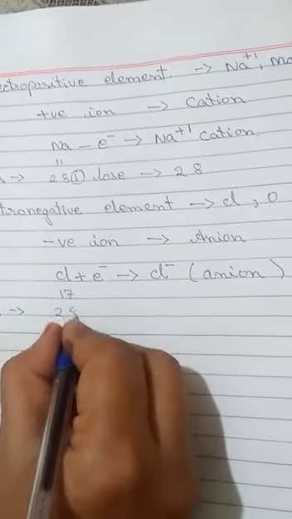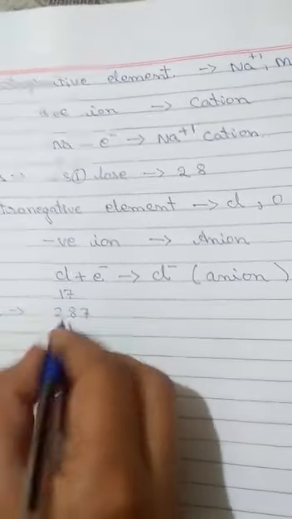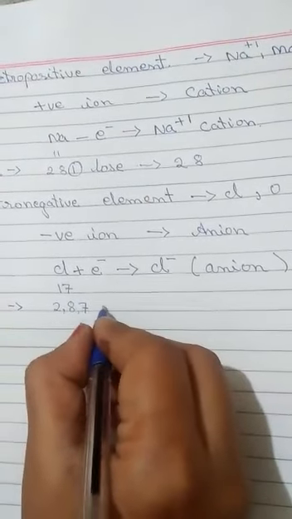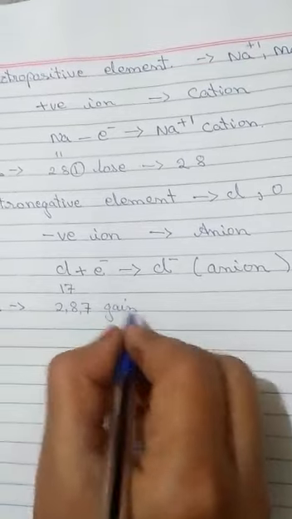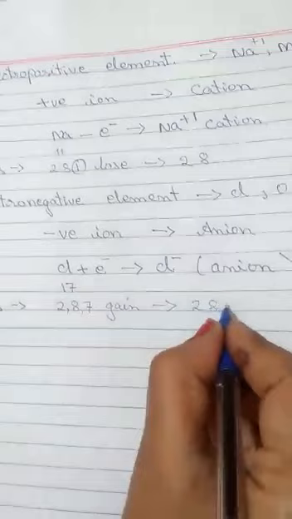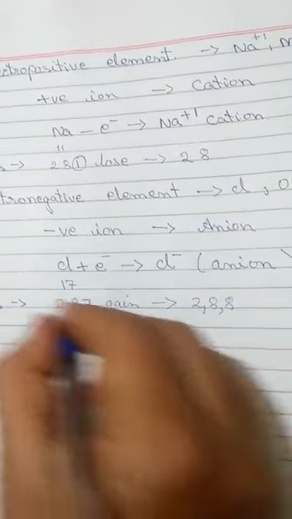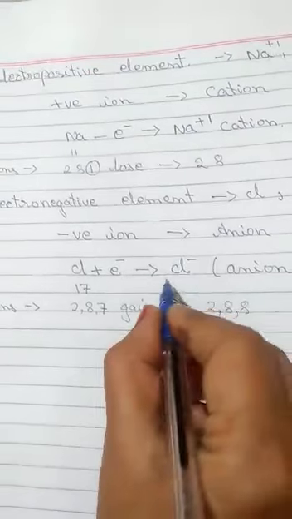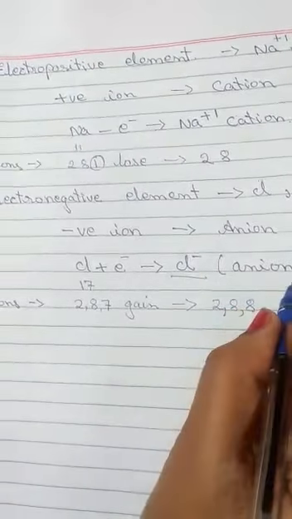Atomic number is 17. This is the electronic configuration, 2, 8, 7. Here when it gains the electron, then it becomes 2, 8, 8. So it takes one electron and becomes stable, and as it is a negatively charged ion, it is called an anion.